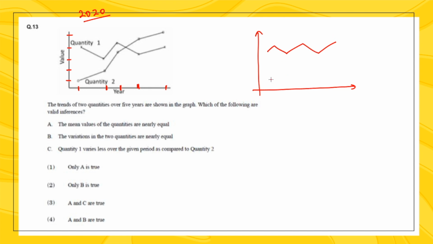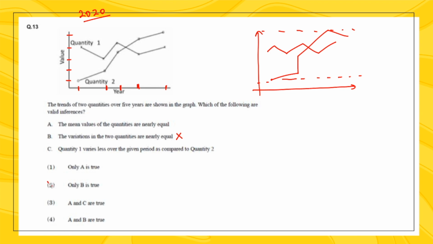Whereas if there is a value which starts from here and goes to some higher value, then there is a variation from this point to this point. That's how we understand the variation point. Variation means from where the values have started and where they have ended, how much they have changed. Based upon that, statement B, which says that the variation in the two quantities is nearly equal, is incorrect. Because the variation happening in the first one is not much, whereas quantity number 2 varies a lot. It starts from a very low value and reaches a very high value. So that's why statement B is incorrect.